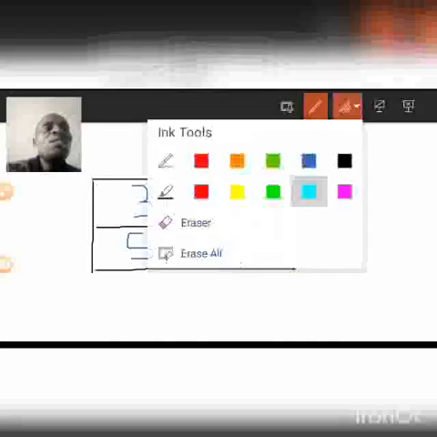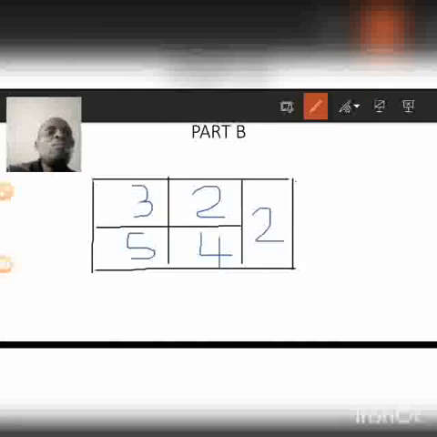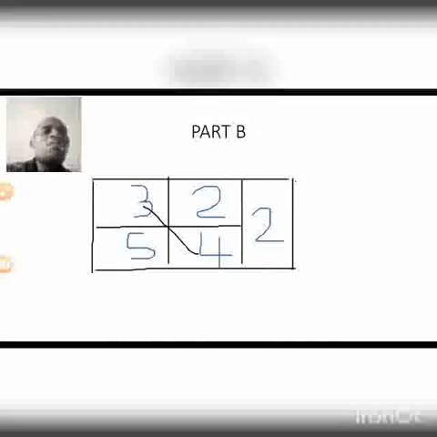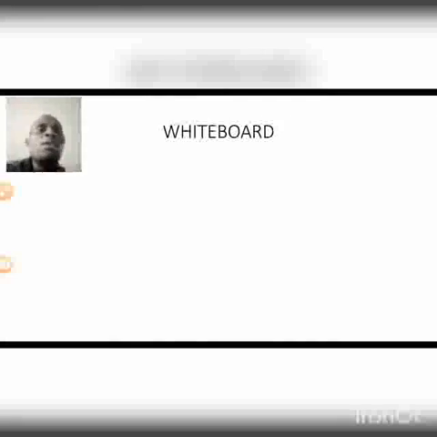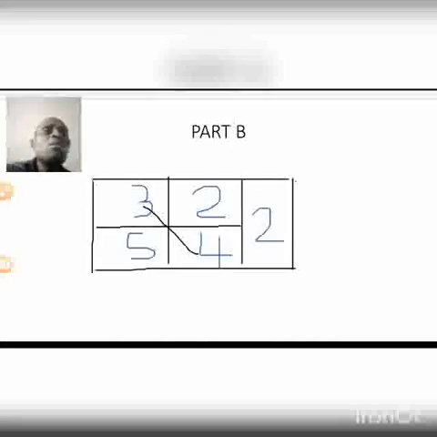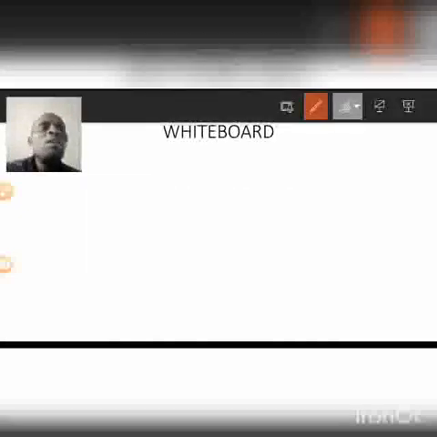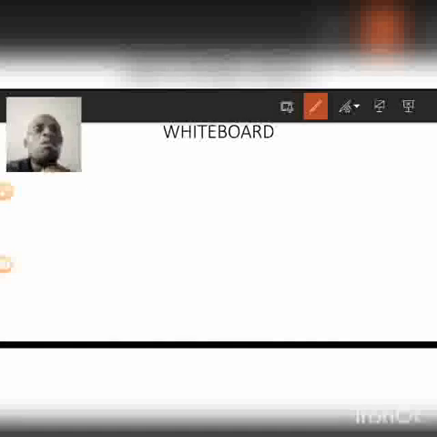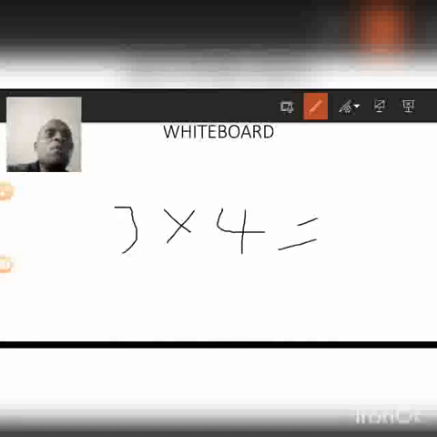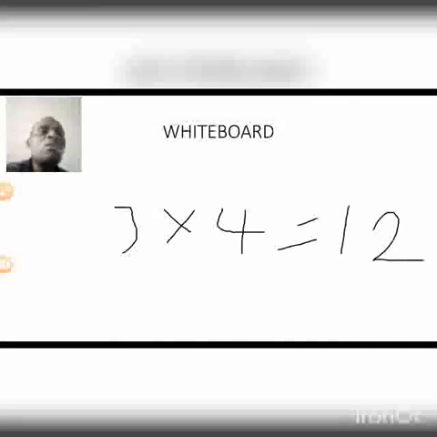Now, what is this thing we are supposed to do? For example, across like this, when we multiply 3 by 4, 3 times 4, what are we going to get? Well, it's very simple. 3 times 4 is going to give us 12.